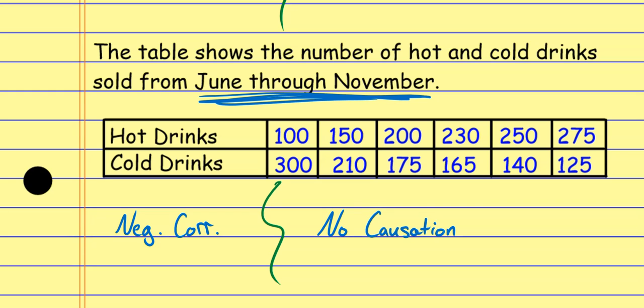All right. But it would be really easy to misuse these statistics and say, hey, the number of cold drinks sold really is affected by the number of hot drinks. Well, no, it's other factors that are really affecting the number of sales here. Okay. It just so happens that there's a negative correlation between those two things.